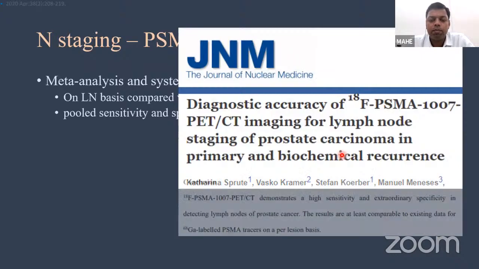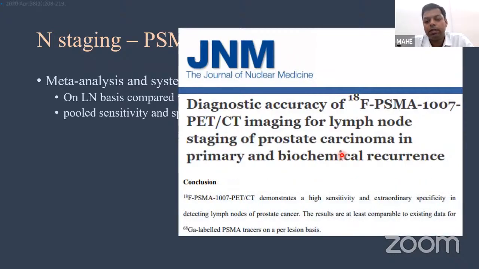So these are a few of the papers which assess the accuracy of PSMA PET scan. Either it can be gallium PSMA PET-CT or F-18 PSMA PET-CT, it doesn't matter. Some of the physiological changes are there. When you are using F-18 PSMA PET-CT, usually it excretes through the liver, whereas gallium is excreted through the kidneys and bladder.